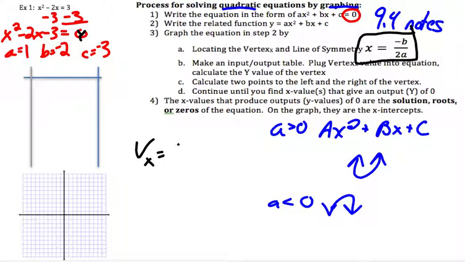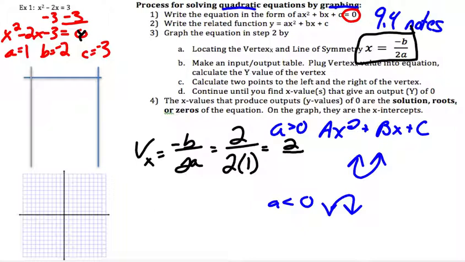Vertex x is the opposite of b divided by 2 times a. So that's going to be positive 2 because b is a negative 2. So the opposite of a negative 2 is a positive 2. Underneath, I always have a 2, and it's always multiplied with a, and a is 1. So let's simplify the bottom before we divide. So it's really 2 on the bottom because 2 times 1 is 2. So then I get 1.